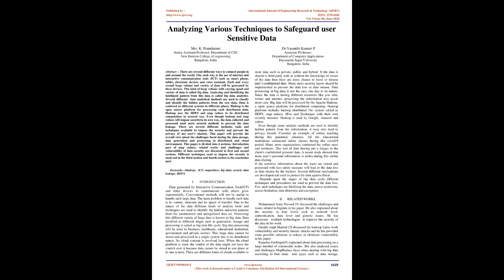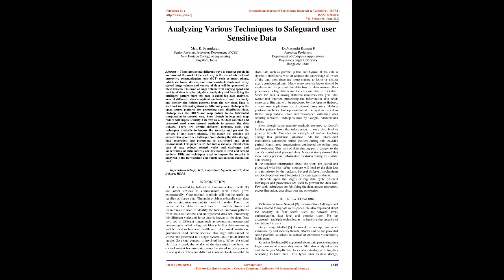This kind of large volume, with varying speed and variety of data, is called big data. Analyzing and identifying intelligent patterns from this data is called big data analytics. Several different data analytical methods are used to classify and identify the hidden patterns from the raw data. Data is scattered in different systems in different places. Hadoop is the open source platform for processing such distributed data.